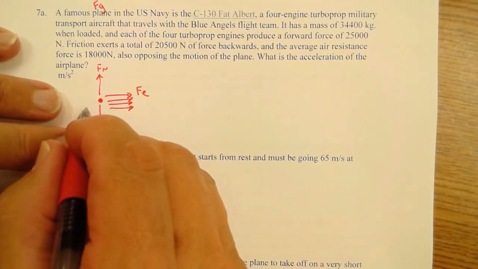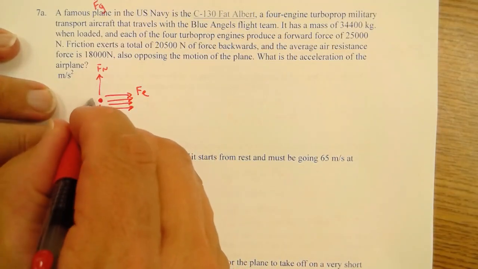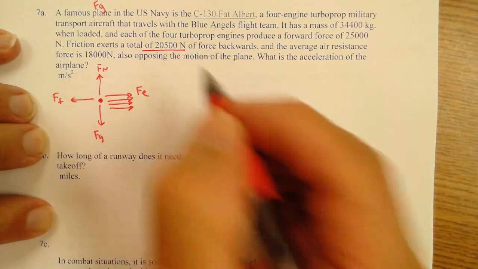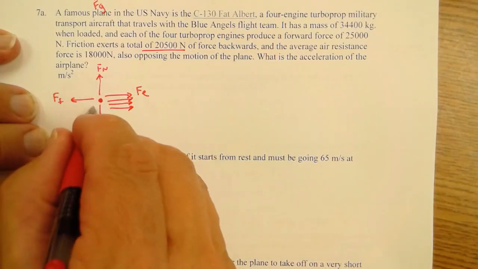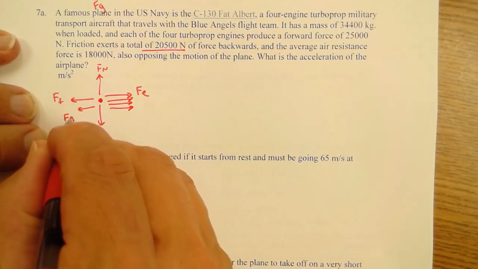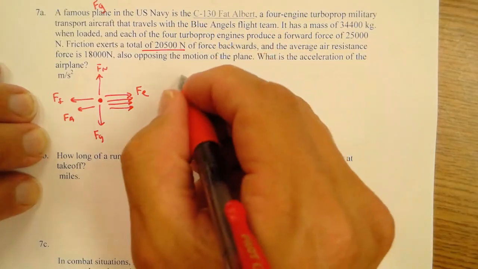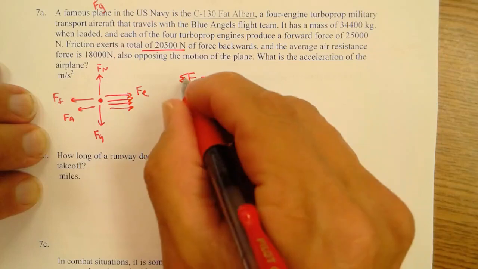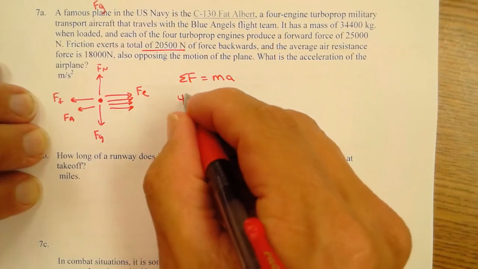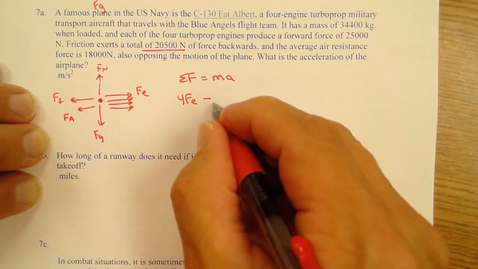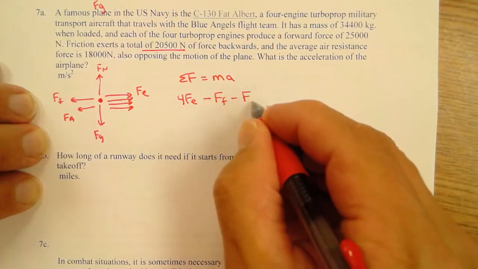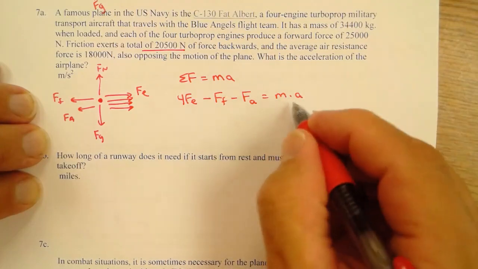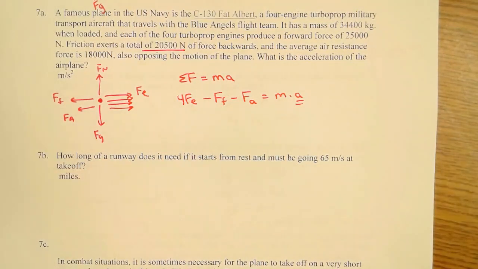And then there are 2 backwards forces. There's a friction, and I tell you the total friction force. So that's this friction force here. And air resistance pushes back. We'll call that F sub A, let's say. And so what you have to do here is apply Newton's laws to find the acceleration of the airplane. The sum of the forces will be 4 times the force of the engine forward minus the force of friction minus the force of air resistance. That's the net force. That's going to equal the mass of the airplane times the acceleration. You can solve for the acceleration.